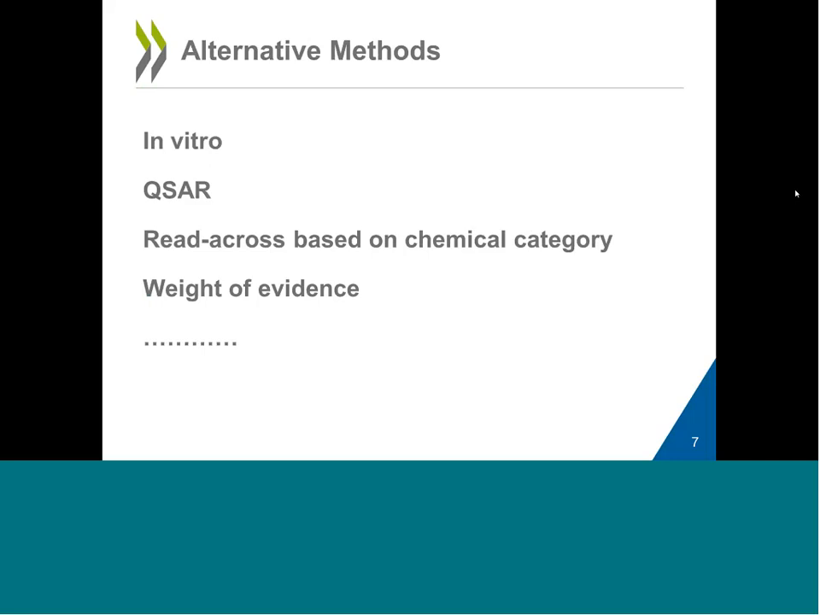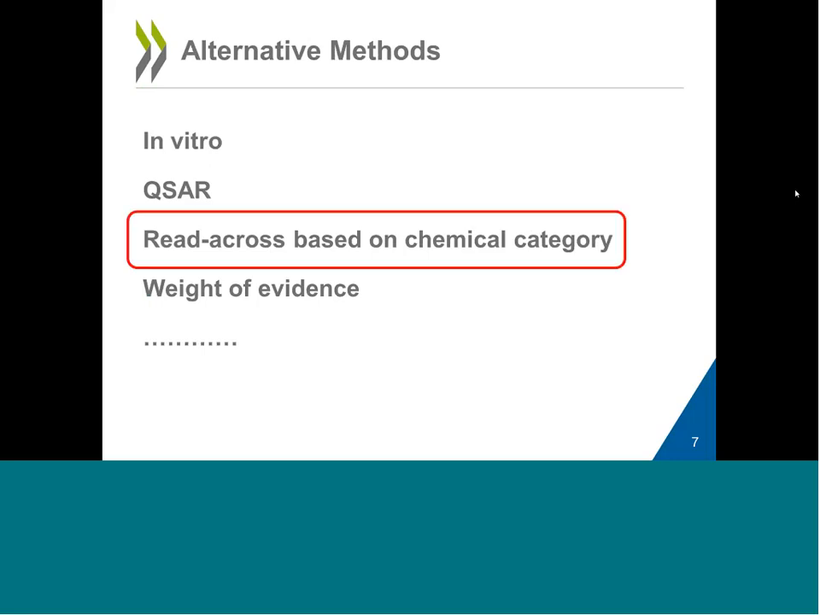In such a case, it is recommended to consider using alternative measures in order to avoid unnecessary animal testing. Read across based on chemical category is a non-testing method to estimate the toxicity of a target chemical based on analog chemicals of the target chemical. And the main target of the QSAR Toolbox is to help conduct read across based on chemical category.